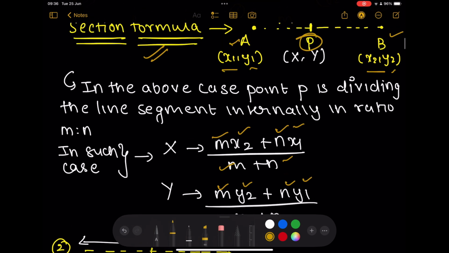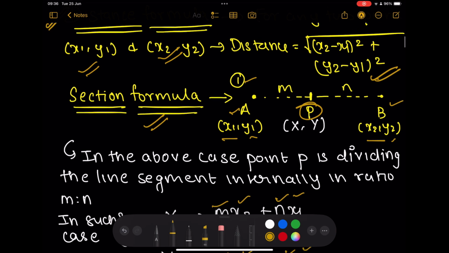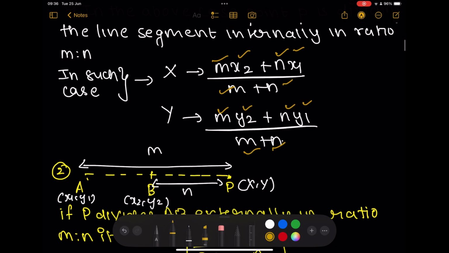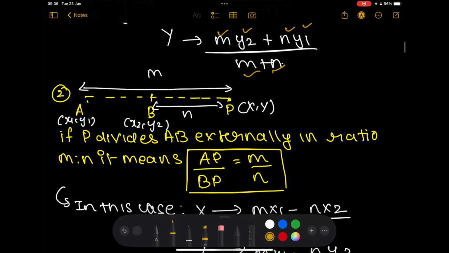If this is x1, y1 and this is x2, y2, and P divides it in the ratio m is to n, right? In that case, this will be the formula. The second case is when P divides the line segment AB externally in the ratio m:1. Now this is the case where most of the people get confused. Now you have to listen to this very carefully.